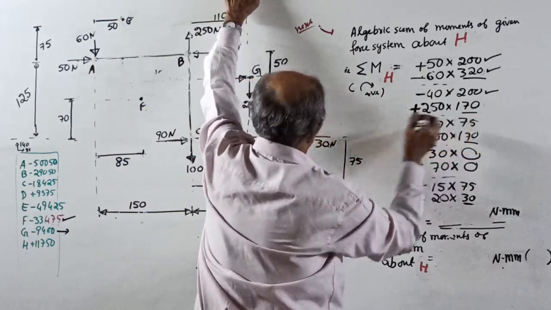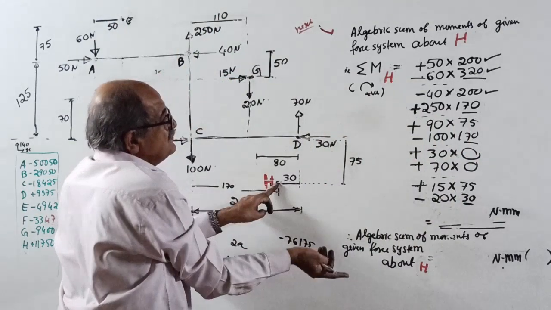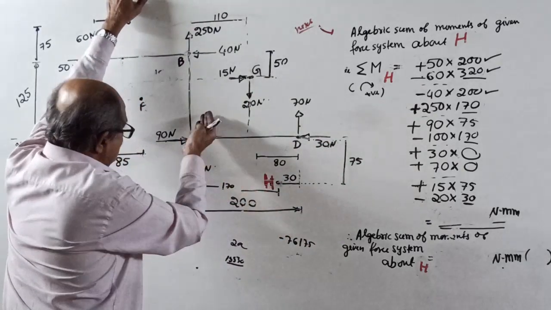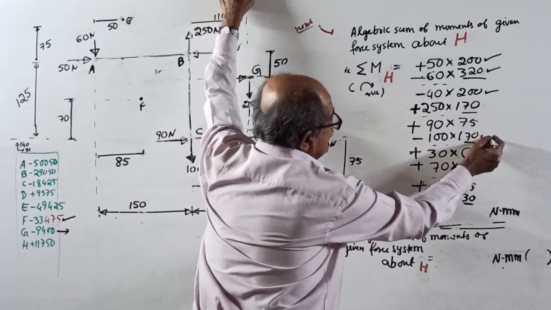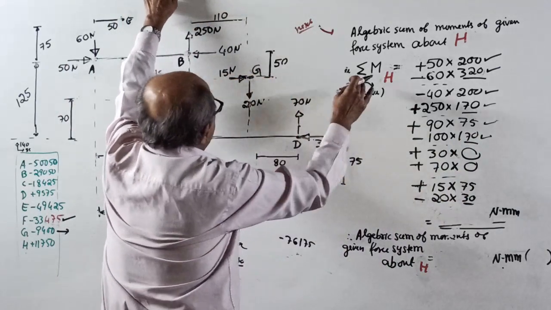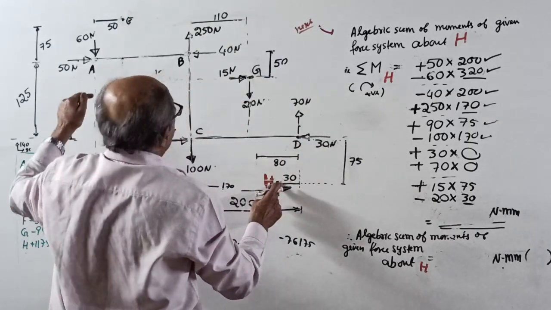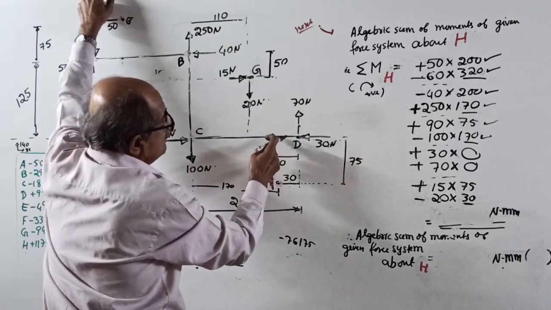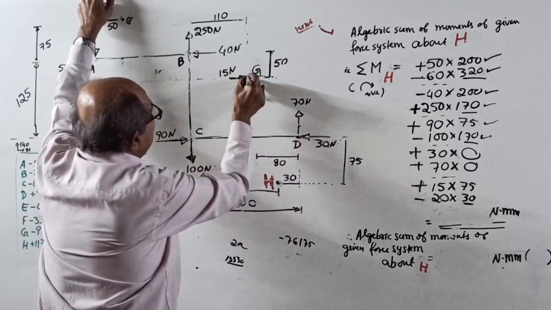90 into 75. See, sometimes 90 into 75 clockwise. Then minus 100 into, this is 200, subtract 30, 170. Correct. 30 into 0, 70 into 0, 15 into 75 is correct. Yes, about H point. 15 into, where is it? About this point. 15 into 75. How 75? See, wrong. About this point. I took it here. 15 into not 75.